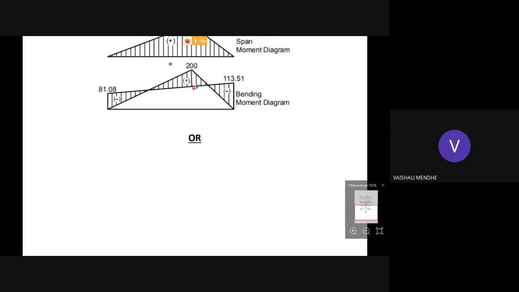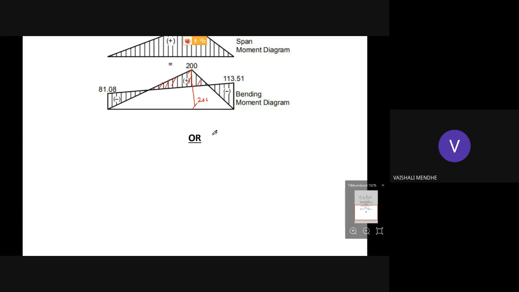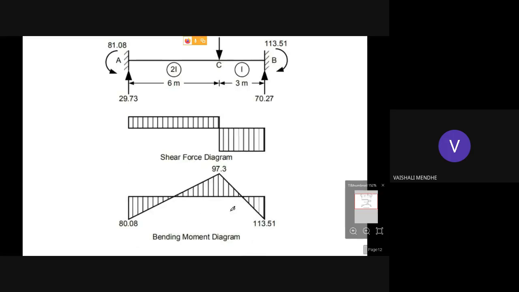This 200 means this is the total WAB by L, the whole ordinate. And if you want to find this out, you can find it out, you are having the reactions. And 81.08 plus 113.51 by 2, you will get that value, so that is 97.3.